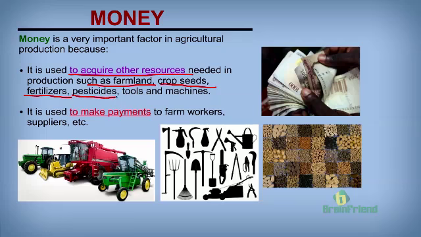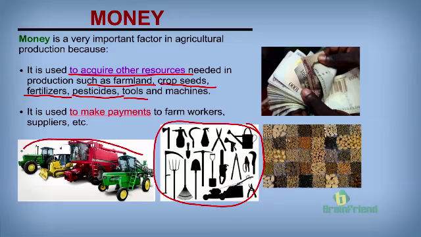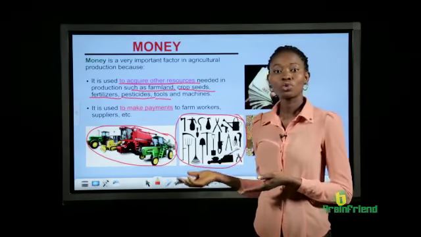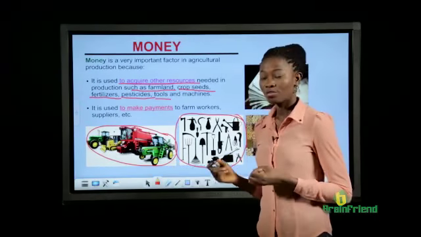Pesticides, these are chemicals used to kill pests in the farm. Tools, working tools for the farm. And machineries, which are heavy machines used to carry out work in the farm. All of these are acquired with money. Without money, farmers will not be able to purchase all of these.